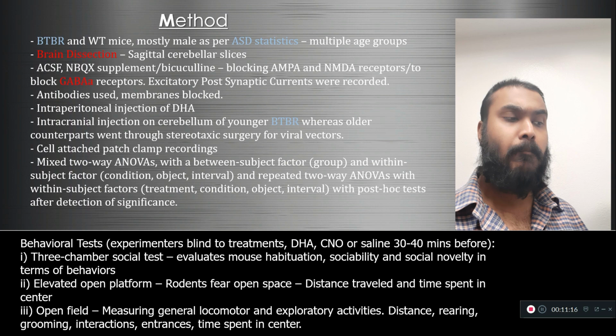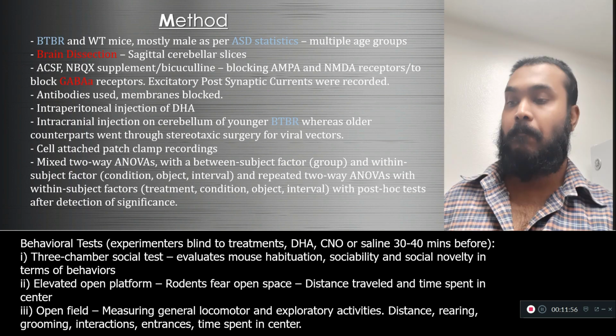They used cell-attached patch clamp recordings for multiple parts of the experiment on multiple conditions. For statistical analyses, they used ANOVAs: between-subject factors for groups, within-subject factors for conditions, objects, and intervals, repeated with two-way ANOVAs with within-subject factors for treatment, condition, object, and interval. Additionally, they did post hoc tests after detection of significances.